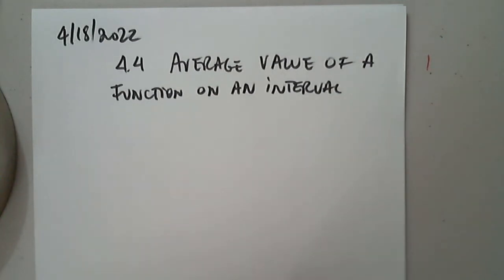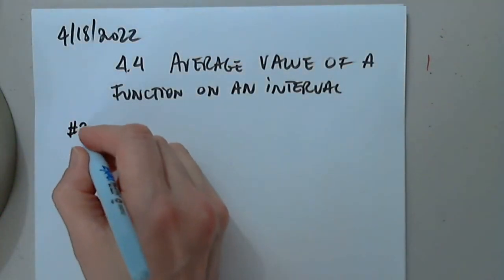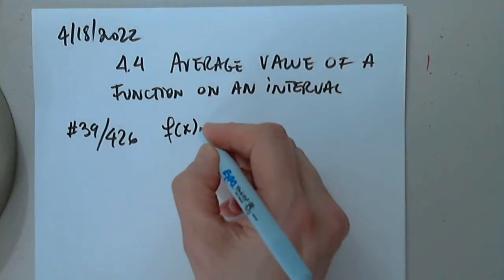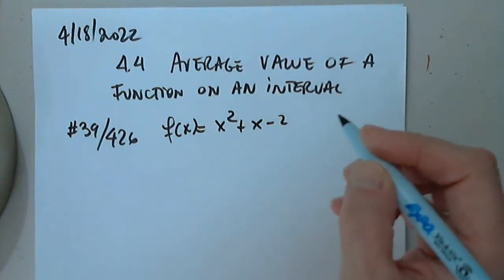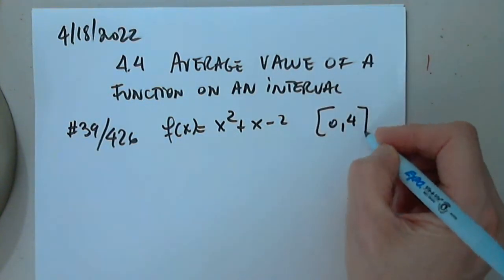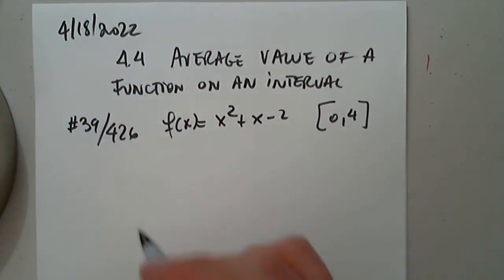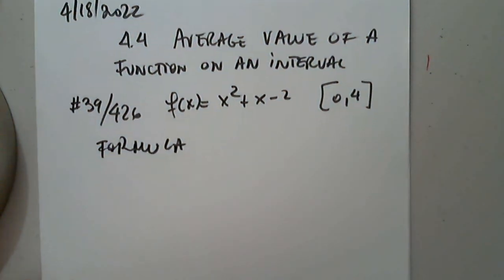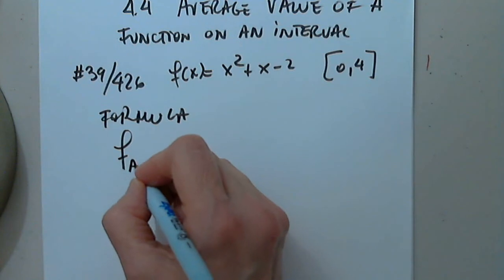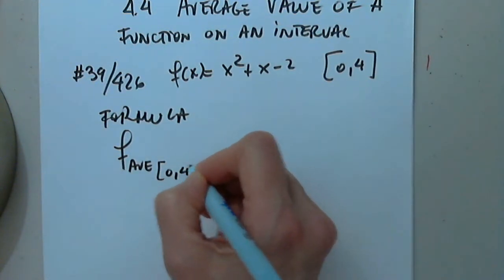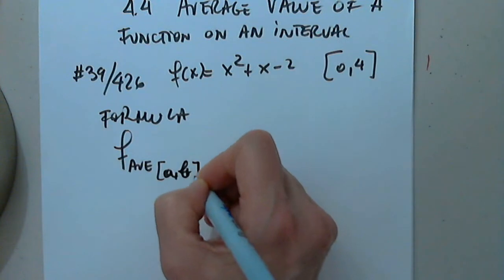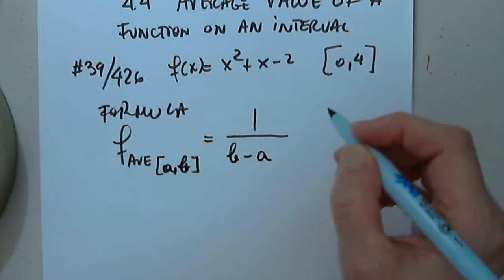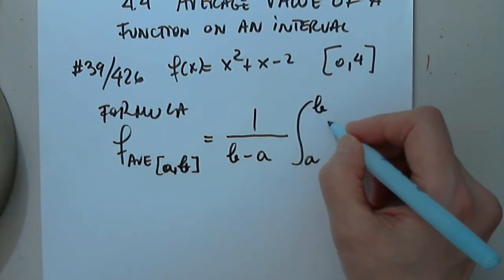And I'd like to look at 39 on 426. So we are given a function, x squared plus x minus 2. We're asked to find its average value. Okay, here's the formula for the average value. Function average on 0, 4 in this case. I'm going to write a, b in general, is 1 divided by b minus a, the integral from a to b of f of x dx.